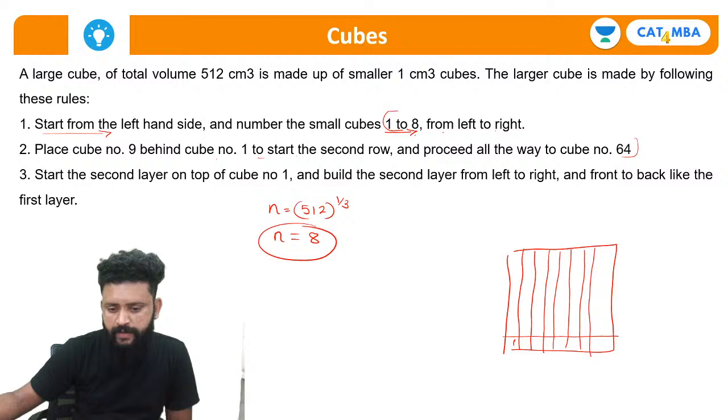This will be 24. This is how we'll go one by one, and this one will be the last. So we'll get 64 here, from 57 to 64. This will be 1, this will be 8. So the first layer is complete, right?